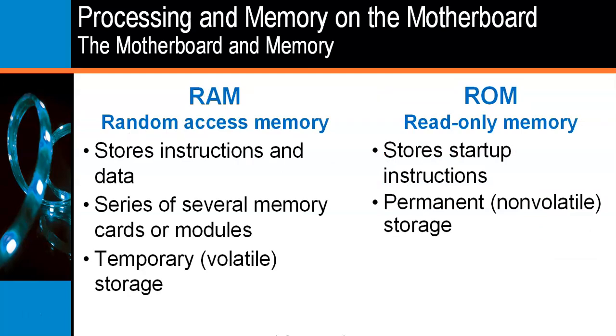Okay? When we talk about the RAM, we're talking about something that stands for random access memory, or read and write memory. Essentially it's the same thing. As long as electricity is applied, it stores instructions and data. It's a series of one to several memory modules, depending on the type of computing device we're talking about. And I want to stress this, it's temporary. It's there only as long as electricity is applied. When the electricity is taken away, it stops working.